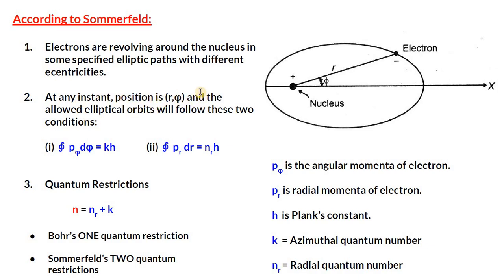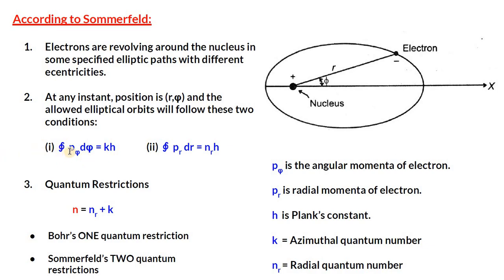So we need these two variables to locate the electron, and the allowed elliptical orbits will follow these two conditions. These two conditions are quantum mechanical; they came from quantum mechanical calculations. So don't think about how these are coming, just understand what these are. So the integral of p phi d phi equals kh, and the integral of pr dr equals nr h. What is p phi? P phi is the angular momentum of the electron based on this angle phi. Pr is the radial momentum of the electron based on this distance r. And d phi is the small differential value, which is required to do the integral.